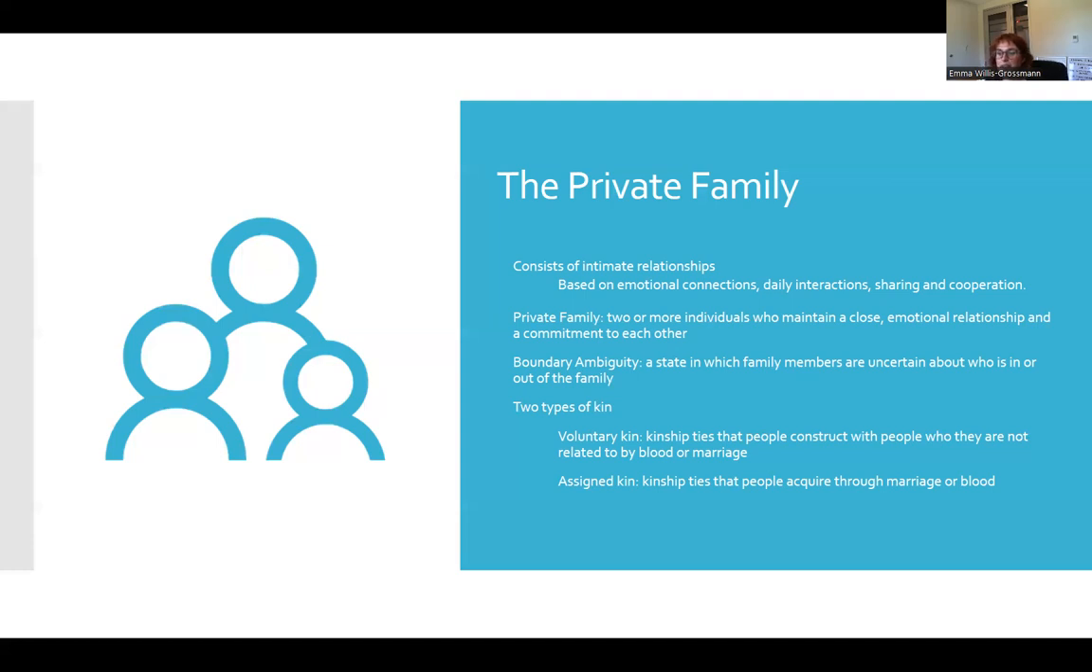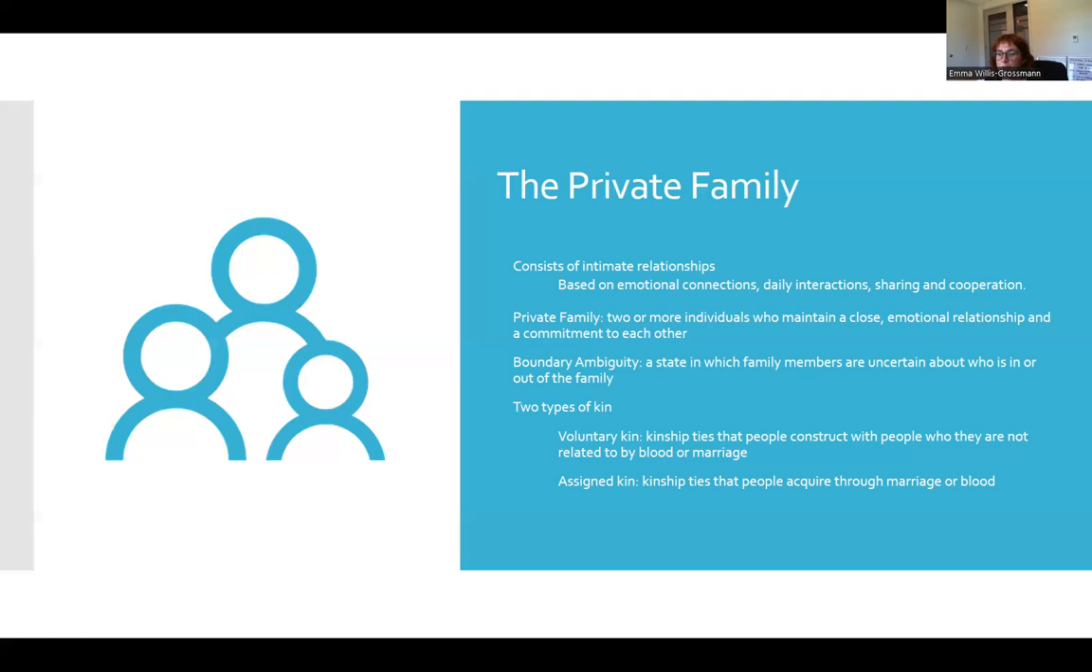So, for example, sometimes single mothers may include their boyfriends and their children in their family, but the child may only count their mom as their family and not consider the mom's newer romantic partner as part of their family. This can be what's known as boundary ambiguity, which is a state in which family members are uncertain about who's in or out of the family.